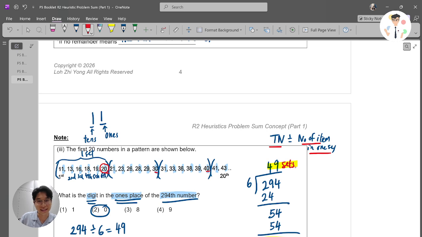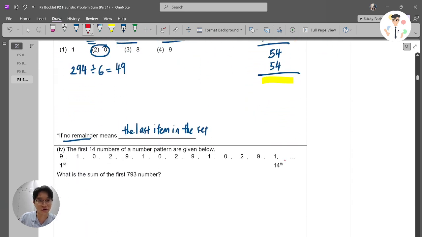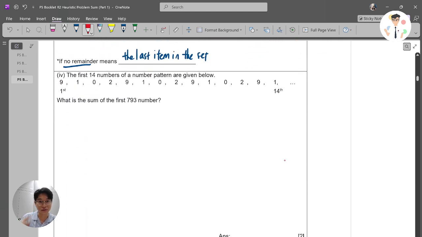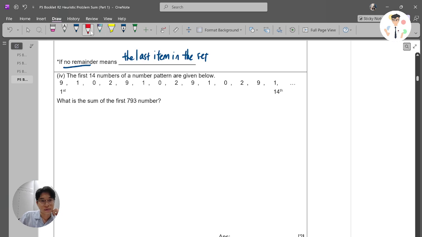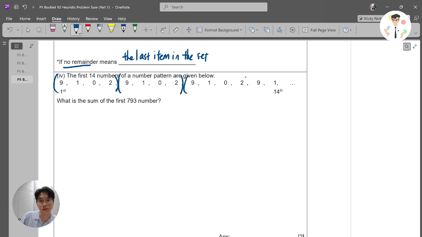Now, this is actually important if you look at the last example here. Now, let's focus. Again, the first 40 numbers in the number pattern are given below: 9102, 9102. So you see, this is exactly what we did just now, right? So I know 9102, 9102, 9102 is repeating, and this is my one set. And in one set, I have 4 numbers.